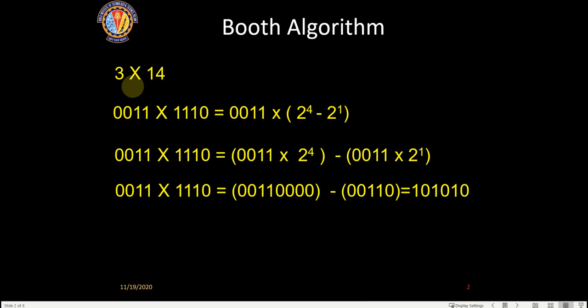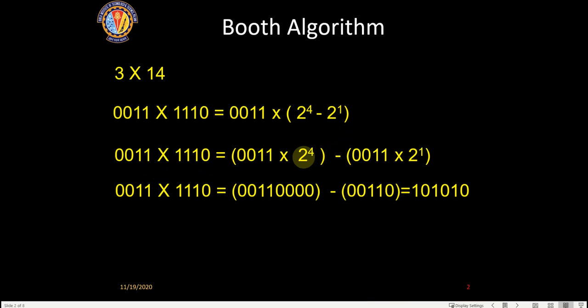number. So we'll take this example of 3 into 14. 3 in binary stands for 0011, and 14 stands for 1110. So if you multiply it, now I am doing some modifications. Instead of representing 14 as a binary number like this, I am going to represent it as 2 to the power of 4 minus 2 to the power of 1. Why I am doing this, I'll tell you later on. So I am writing 2 to the power of 4 minus 2 to the power of 1.